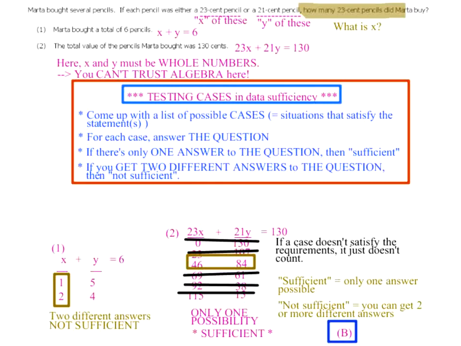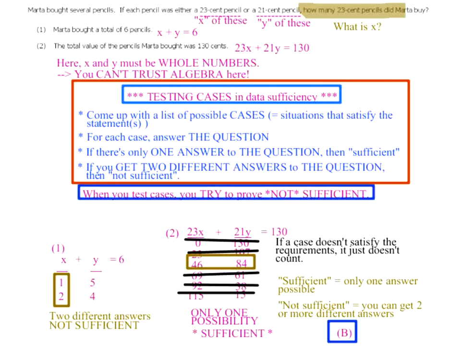It's not really both. What you're trying to do when you test cases is try to prove not sufficient. Think about how testing cases works. You test a bunch of cases, and if you actually get two answers, then you have not sufficient. You can't really prove sufficient except by running out of cases and not getting that. So you're trying to get two different results. When you test cases, you are trying to get basically a second answer. And if you fail to get a second answer, then sufficient. But you're not directly trying to prove it.